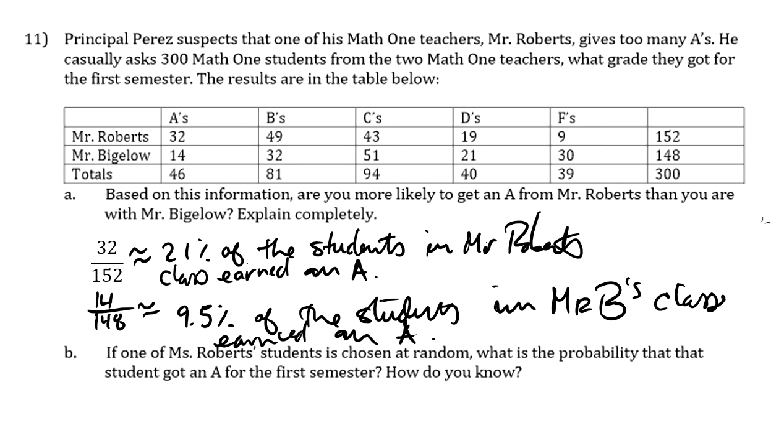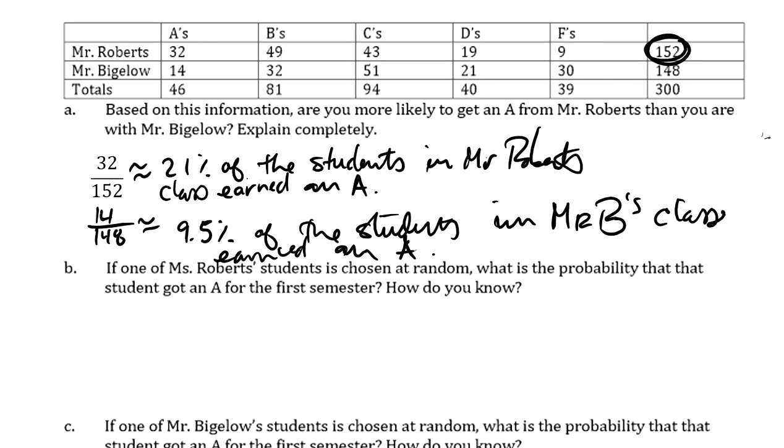Now, the thing that's interesting about this question is part B and C are really kind of redundant. They're basically asking essentially the same information that A presents, right? So it says if one of Mr. Roberts' students is chosen at random, so that means these are all of Mr. Roberts' students. There's 152 of them. And if one is chosen at random, what is the probability that the student got an A for the first semester? Well, that's exactly the same thing, right?